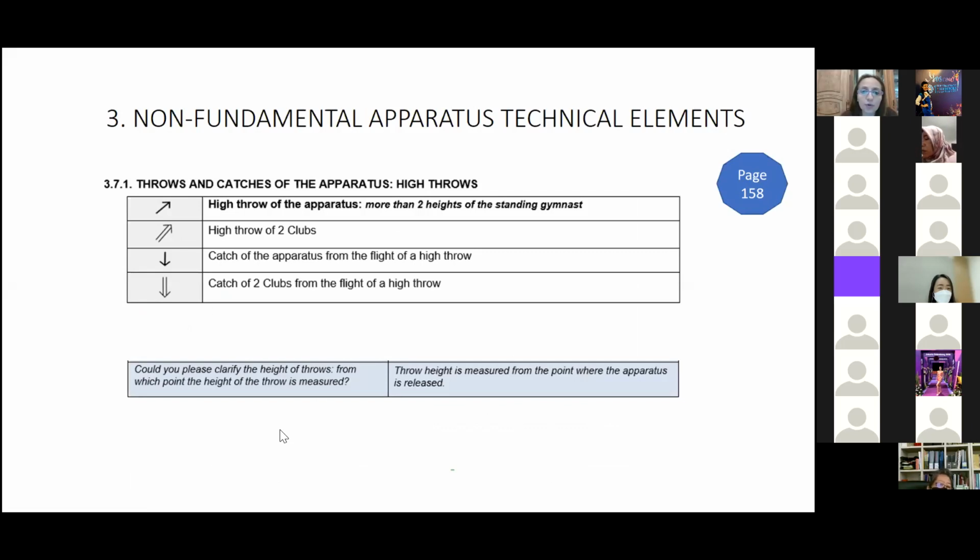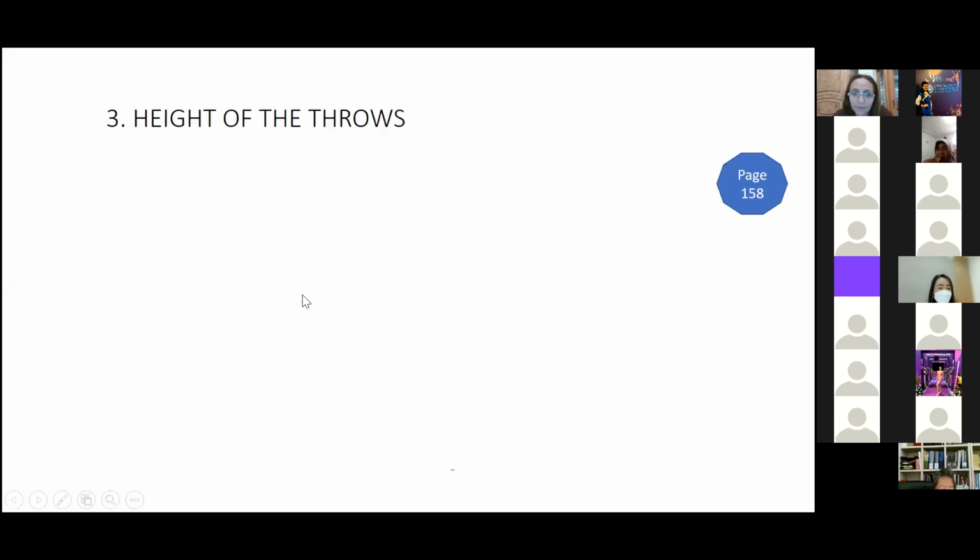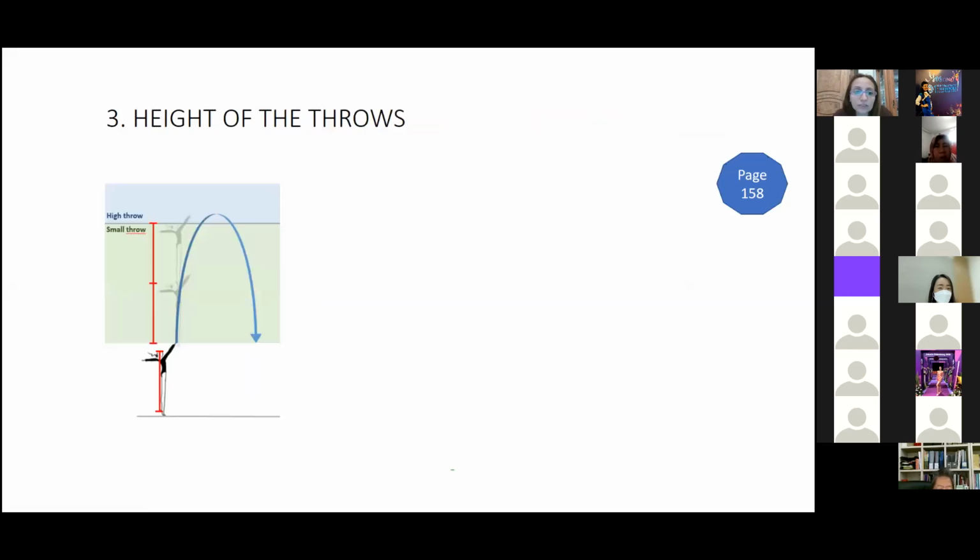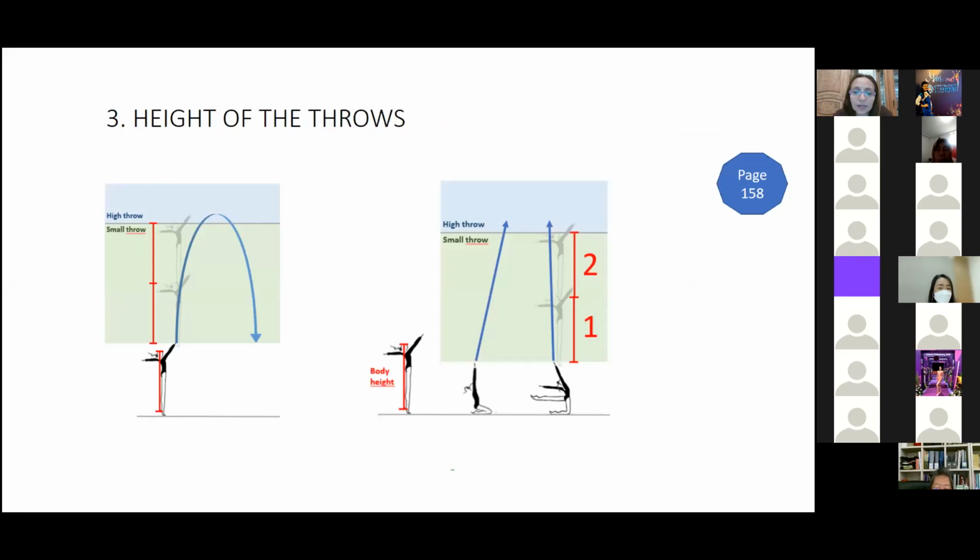So we have the high throw of the apparatus, more than 2 heights of the standing gymnast, high throw of 2 clubs, catch of the apparatus from the flight of a high throw, and catch of 2 clubs from the flight of a high throw. So it's the same as for individuals. Height of the throws, again, is measured from the point of release. High throw, double the height.